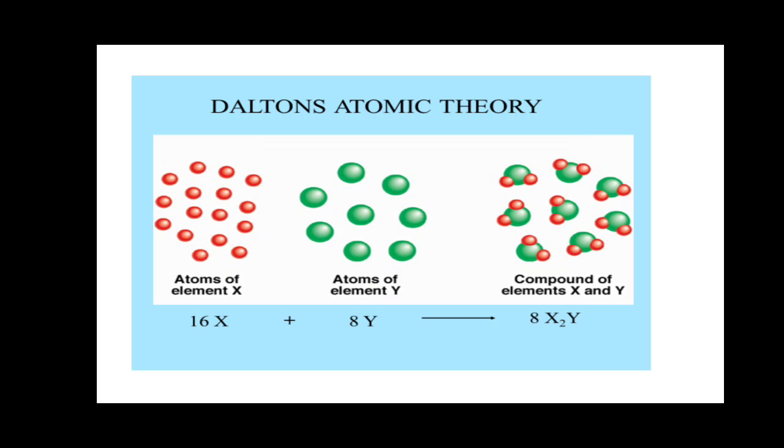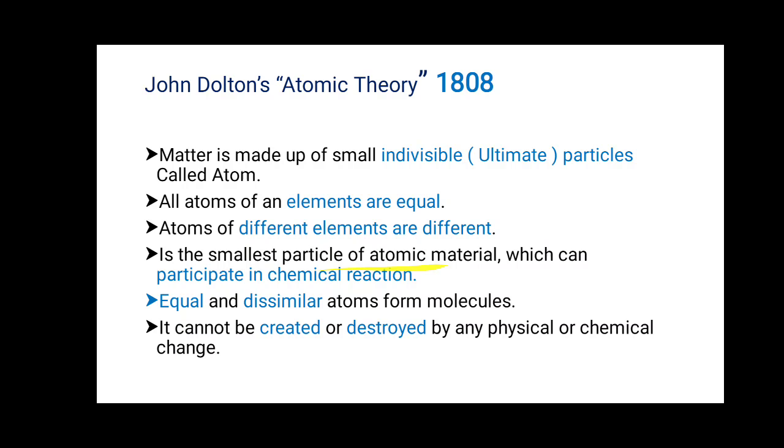Next, Dalton atomic theory. Representation of Dalton atomic theory: atoms of element X and atoms of element Y, we get a compound of elements X and Y. According to Sir Dalton, matter is made up of small individual indivisible particles, means they cannot be broken down further.